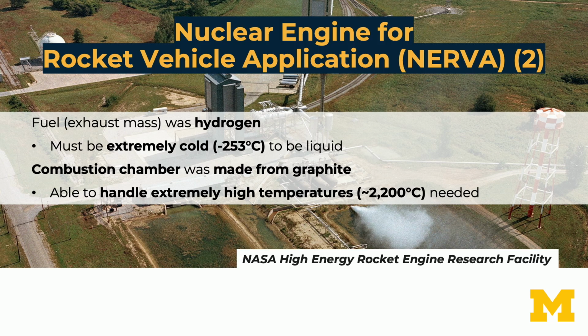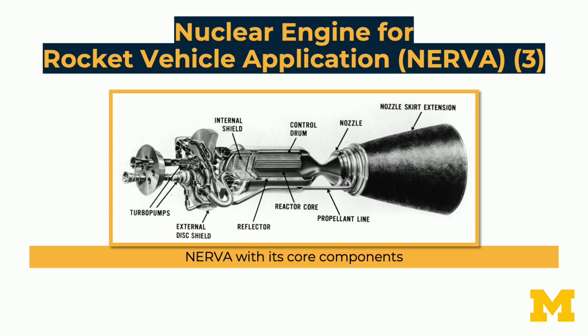The combustion chamber was made out of graphite, and the reason that it was made out of graphite is because it needed to handle extremely high temperatures that were upwards of 2,200 degrees Celsius. Here's a picture of the NERVA engine, and you could see that at its core, it had a reactor in it. And so it really was like a regular nuclear power plant, except that it was used to heat up this helium, which was exhausted out the back.